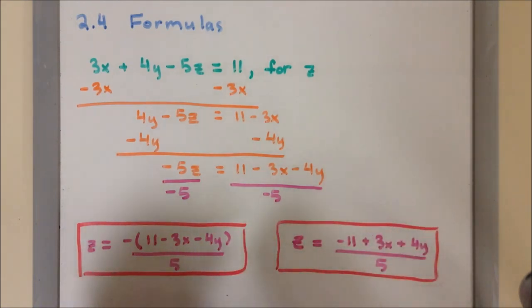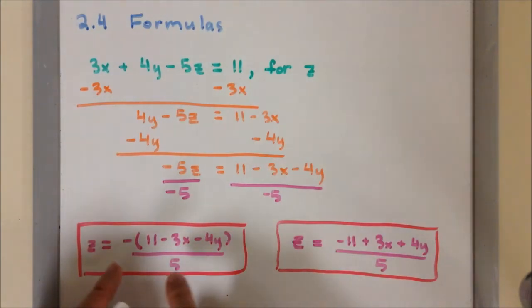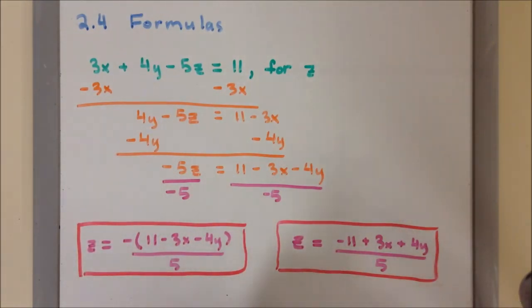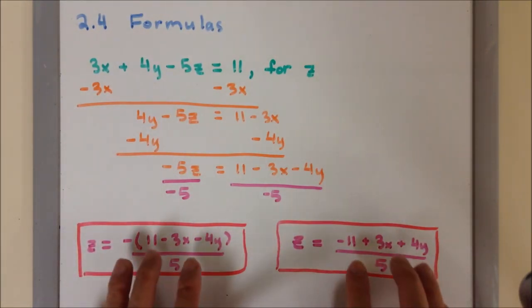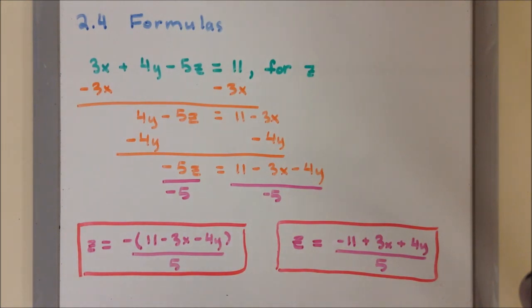The one on the left has the parentheses with the negative on the outside, but on the right, the negative was distributed. That's why it looks different with the sign, but essentially they're the same. So make sure to be aware of these two forms, and when you're dividing with the negative, I prefer that you have the negative stay with the numerator.